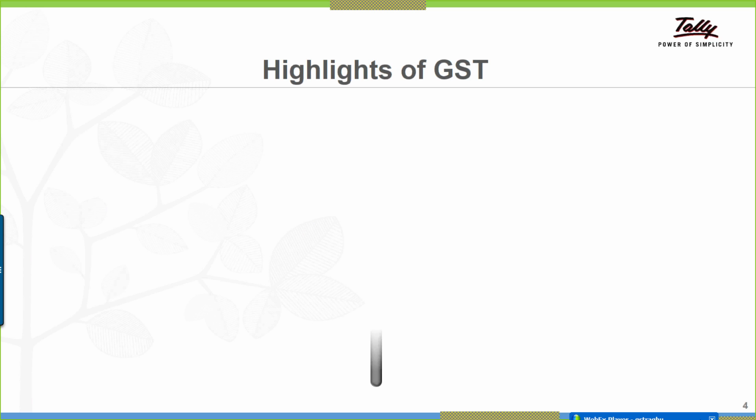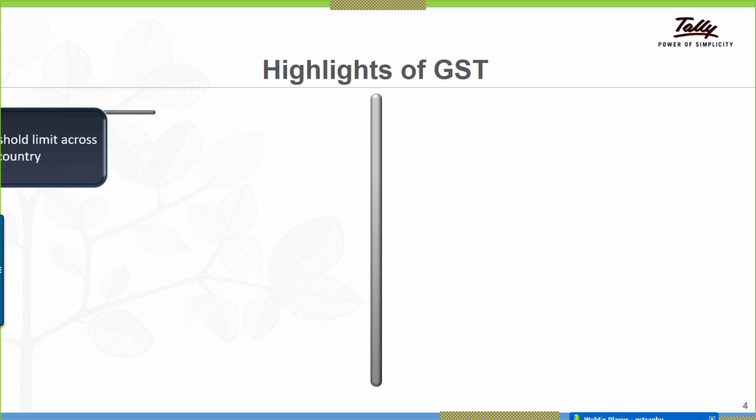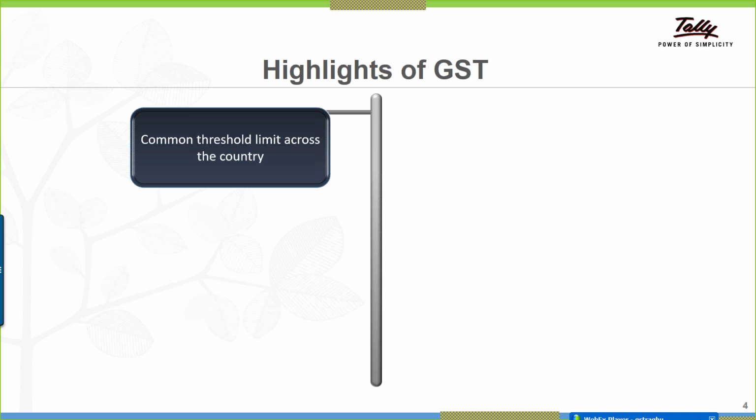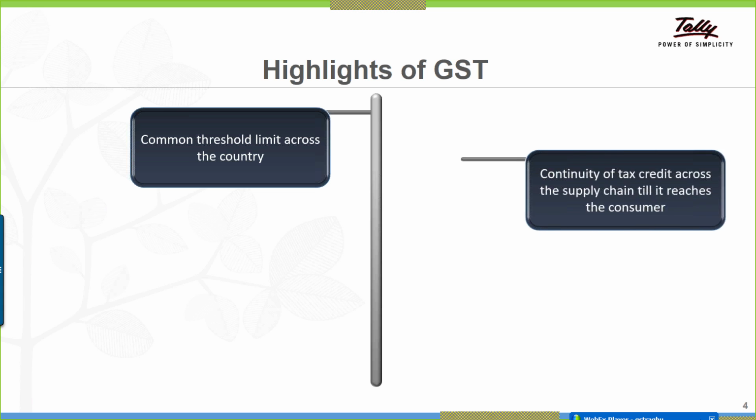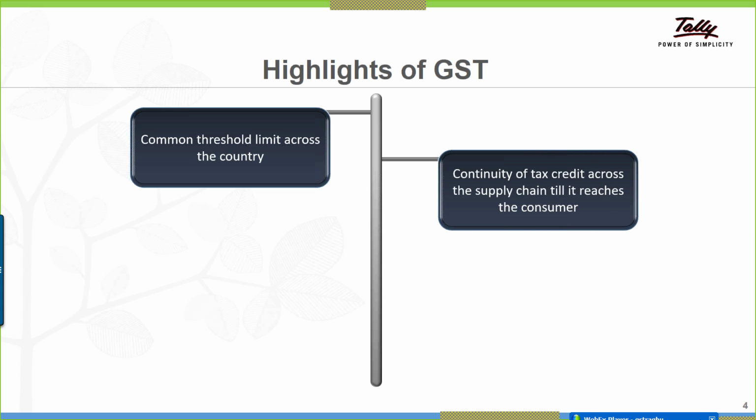So, highlights of GST. The first highlight of GST is a common threshold limit across the country, correct? Threshold limit is nothing but who is supposed to get registered under GST, which is common across the country, and continuity of tax credit across the supply chain till it reaches the consumer. So if the product is manufactured till the consumer, however many hands it changes, each and every buyer will get input tax credit.